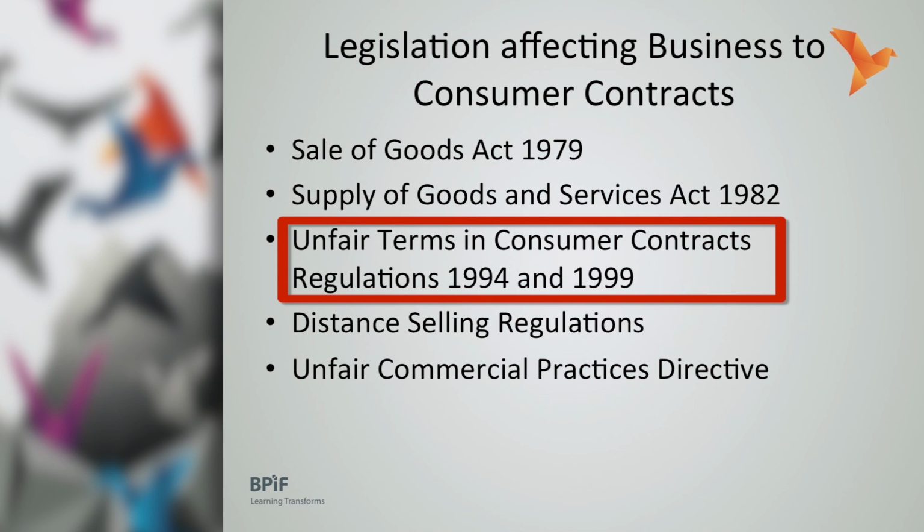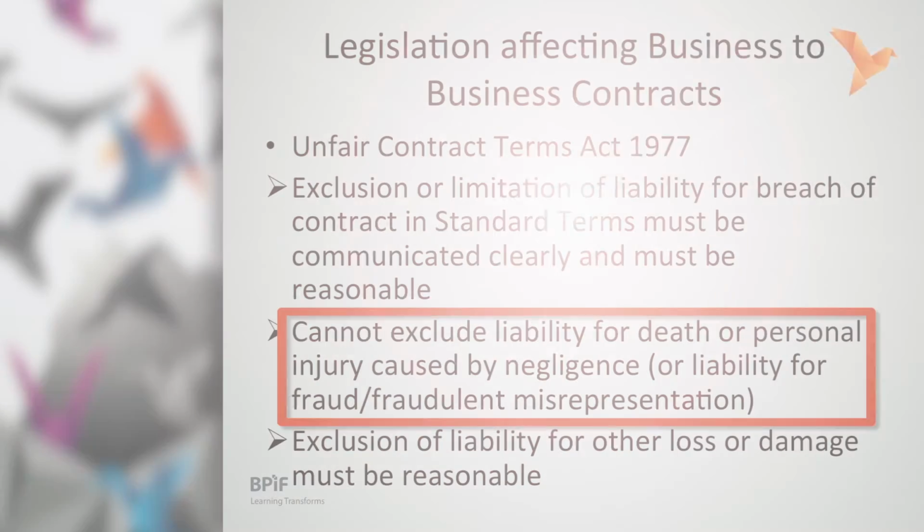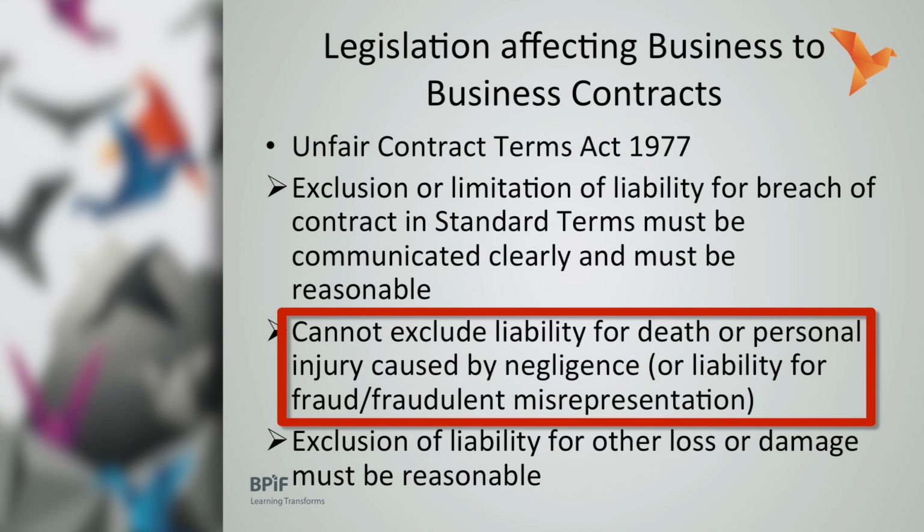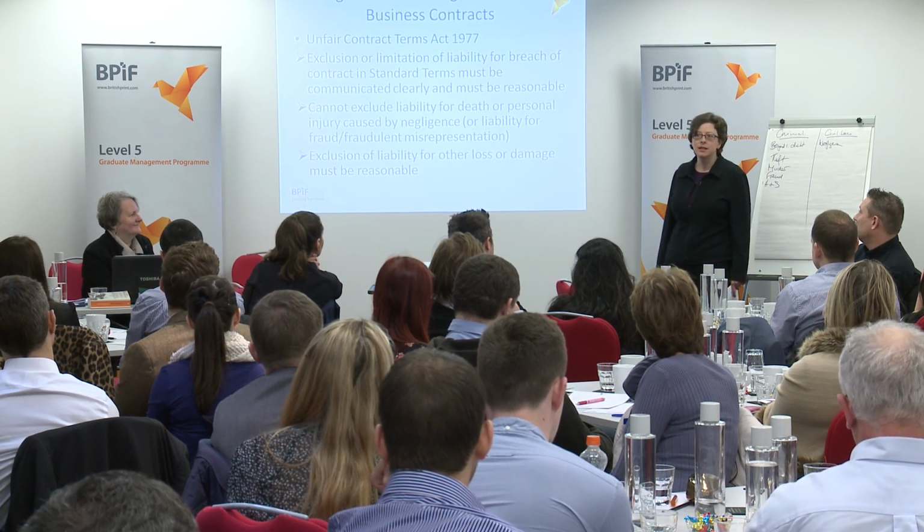The Unfair Contract Terms Act has been amended, but the original was 1977. There are certain things you can't exclude liability for. You can't exclude liability for death, personal injury. You can't exclude liability for fraud or fraudulent misrepresentation. And I spoke a bit earlier about what misrepresentation amounts to. Anything else more or less goes as long as it's reasonable.